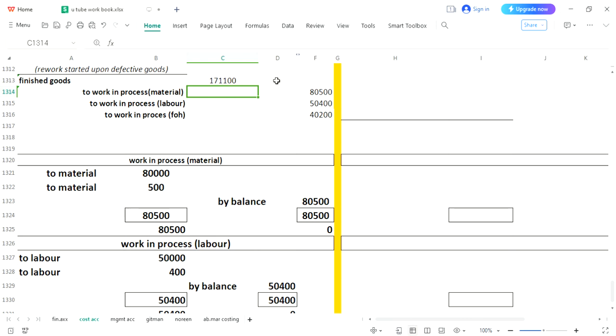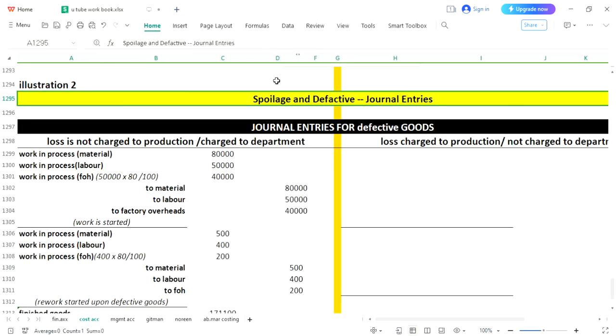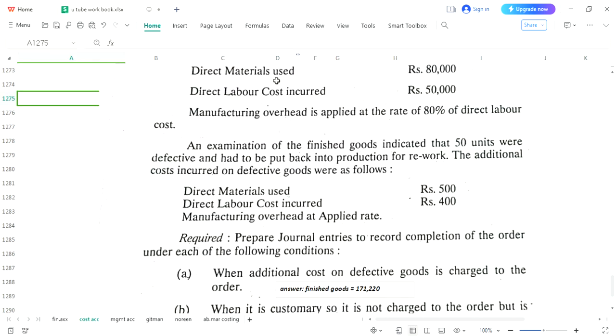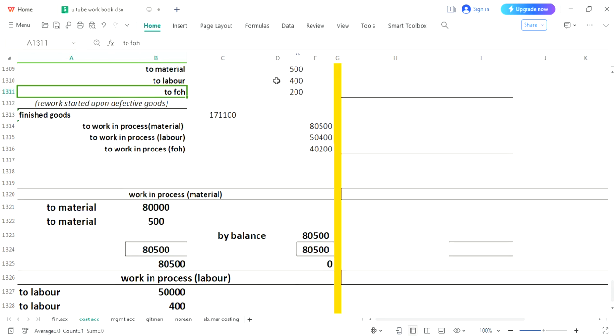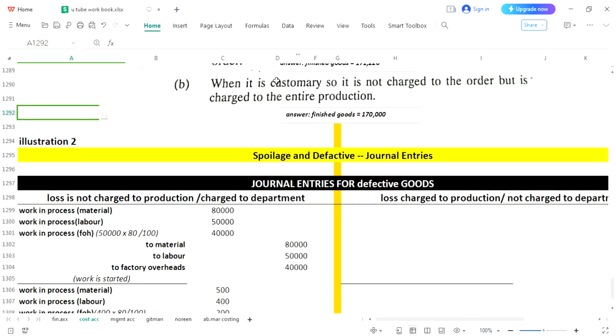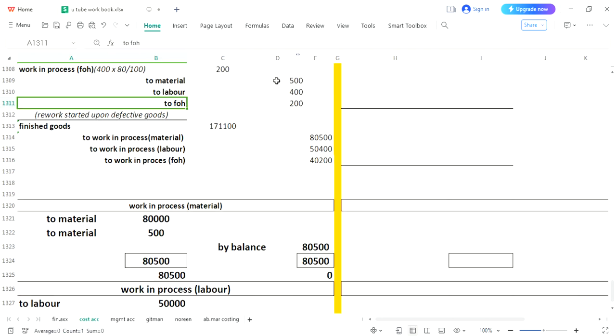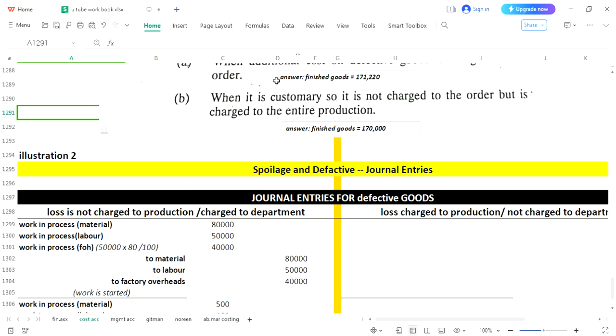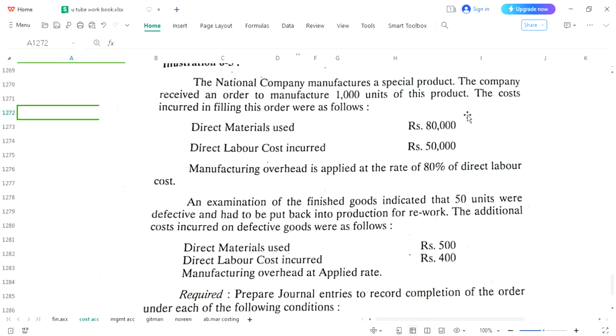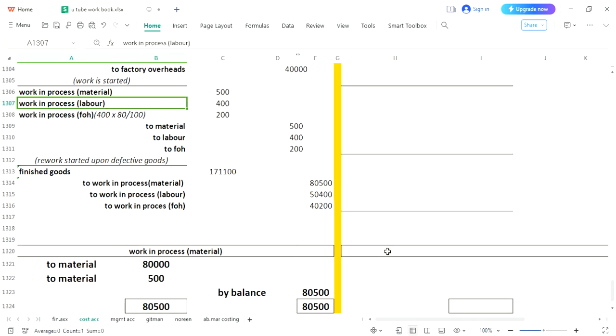In this way, our first amount has been calculated for finished goods, and in this way, your answer has been completed. 80,000, 500, 50,400, everything was given in the question, and finally you have got your amount.